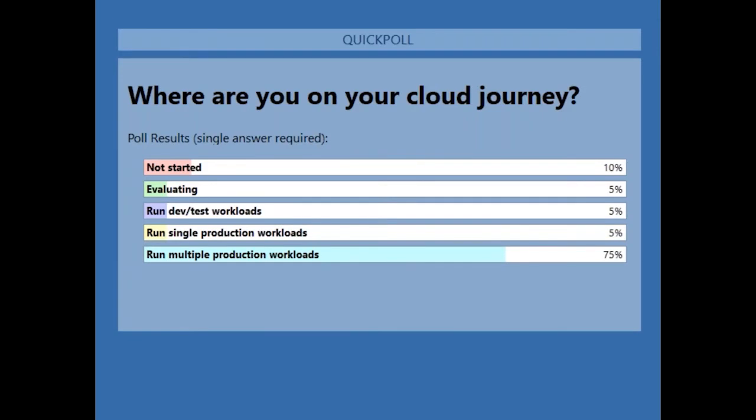Oh, great. That is a good set of results there. So most of you are running multiple production workloads. There's a few of you there that are just getting started, but most of you are running multiple production workloads. That's really good. So we're looking like we're speaking mostly to a fairly experienced audience. So I'll take that in mind.